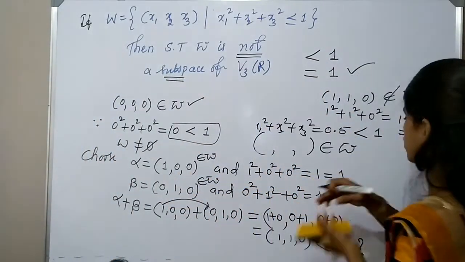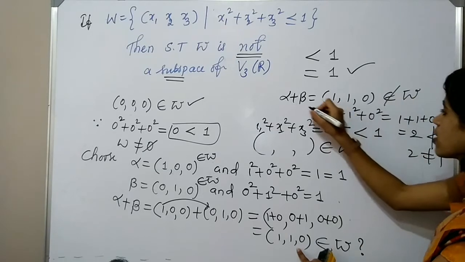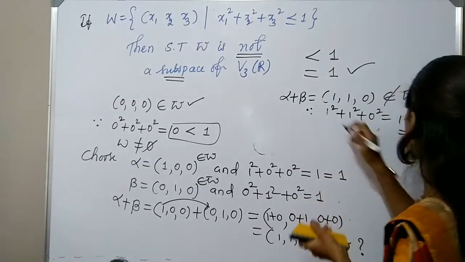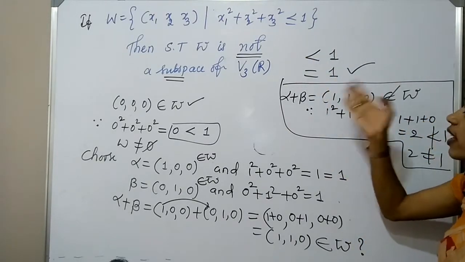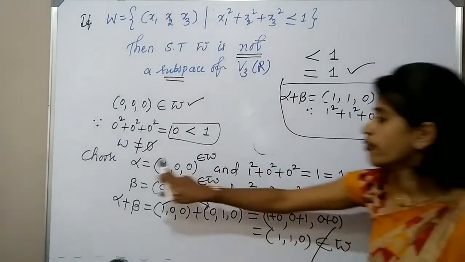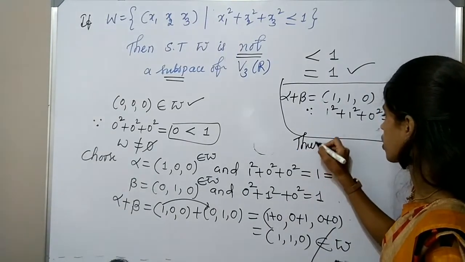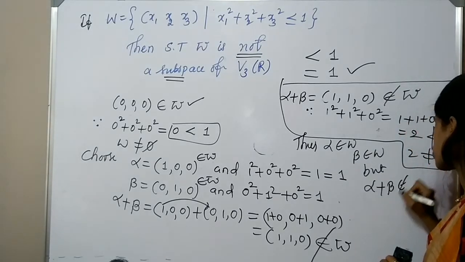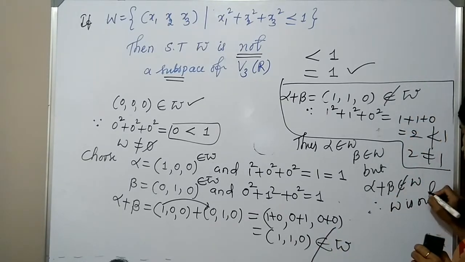Why? Here the element alpha plus beta is (1, 1, 0), which is not in W, because the sum of the squares of the coordinates is clearly 2. 2 is not less than 1 and not equal to 1, so it is not less than or equal to 1, therefore it is not in W. So alpha belongs to W, beta belongs to W, but their sum does not belong to W. Therefore the first condition is not satisfied, so W is not a subspace of V3(R).